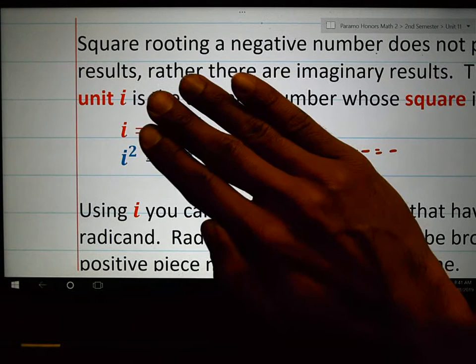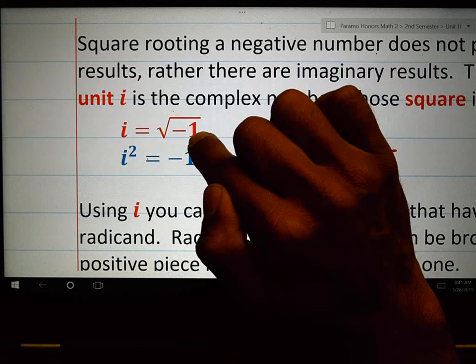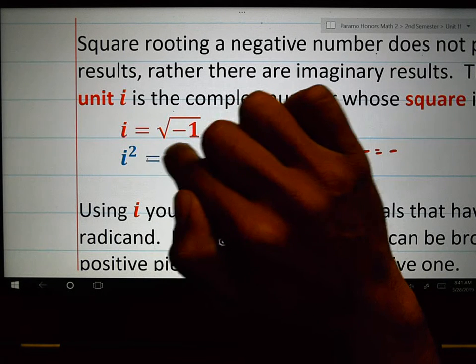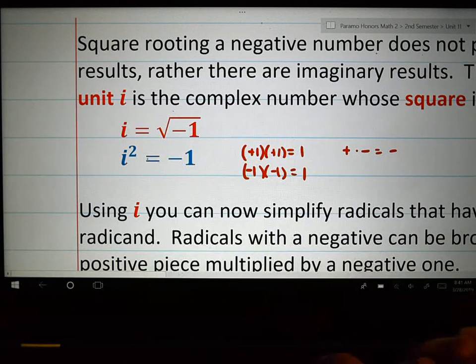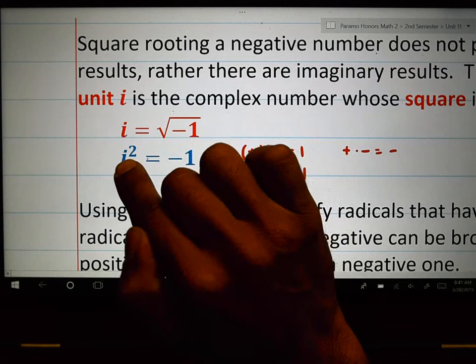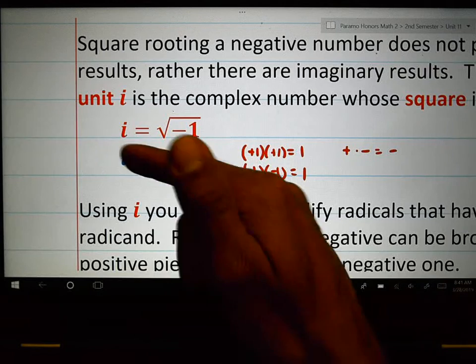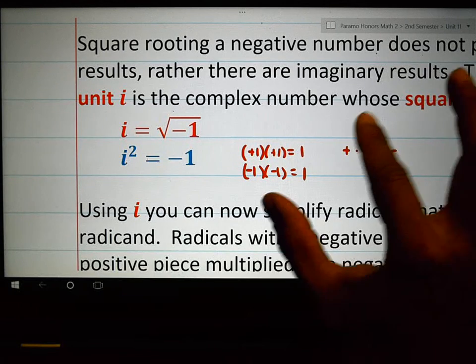You guys need to know that i is the same thing as the square root of negative 1. Anytime you see the square root of negative 1, that is going to simplify to i. i squared will always simplify into negative 1. It will just pretty much multiply to be negative 1.